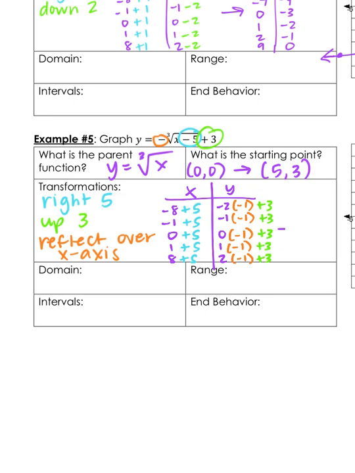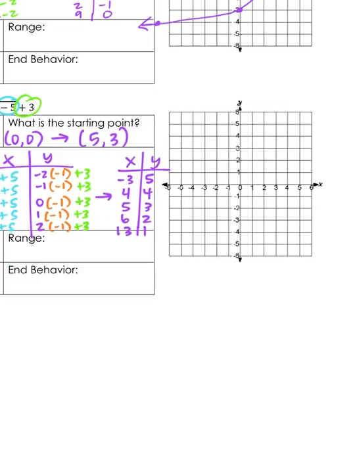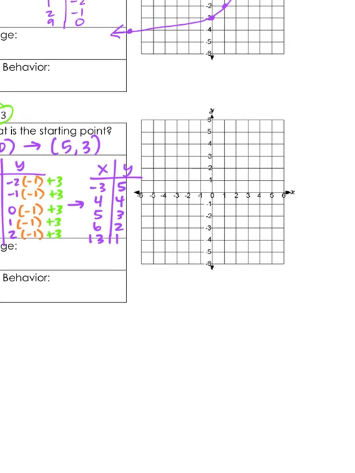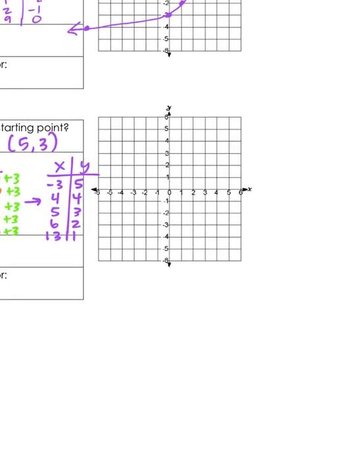All right, so new table, x, y is going to be, let's see, -3, 5, 4, 4, 5, 3, 6, 2, and 13, -2 plus 3, 1, 13, 1. Okay. So we're not going to be able to plot all of these just because my x values don't go that high, but that's okay. We'll be able to get a general sense of things.